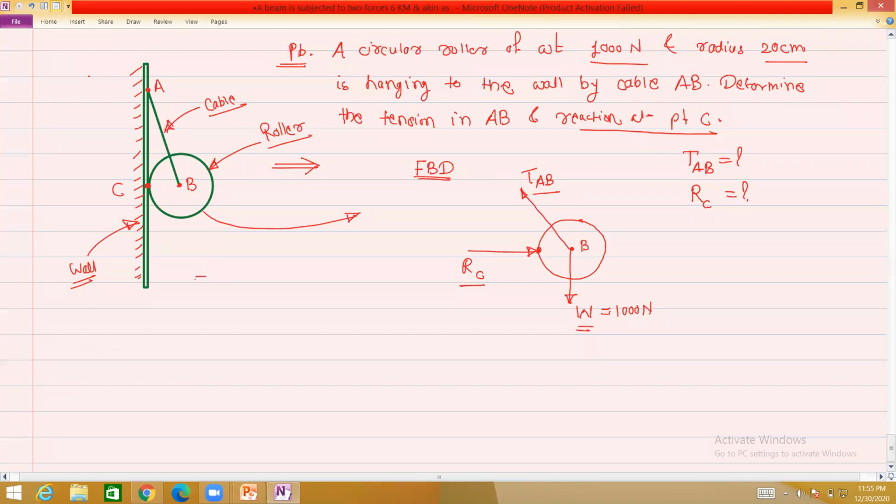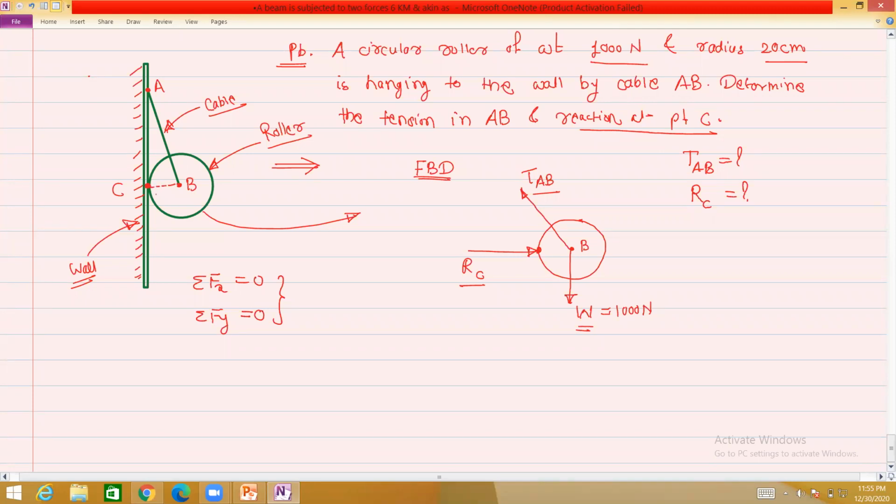So we can use the summation Fx equal to 0. Second condition is summation Fy equal to 0. So by using these two conditions, we can find out the two unknowns. One is RC and second is the tension AB. So before that, we have to find out the angle of the tension AB with respect to x-axis or y-axis. So we can refer to this geometry.